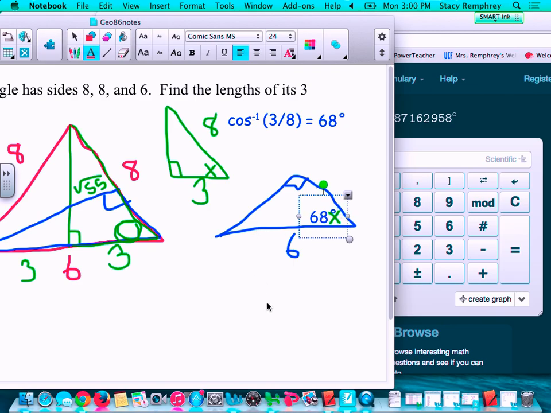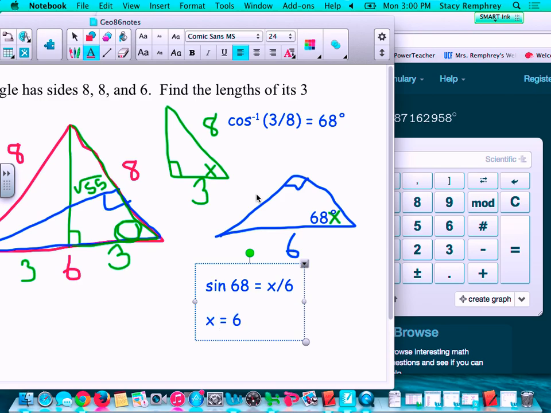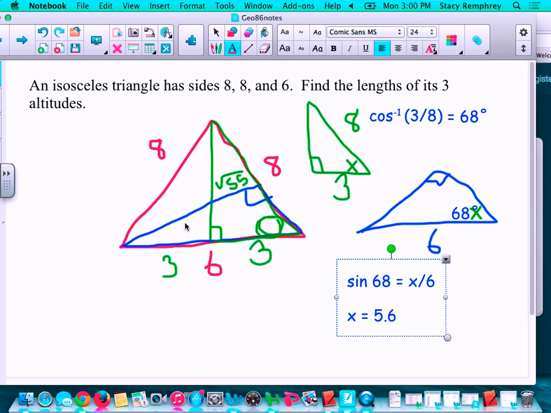And I can use my trig now to figure out the length of this, which is the altitude. So I need this side. That is the side opposite the 68. I have the hypotenuse, so I'm going to use sine. The sine of 68 degrees equals x, that's this side over here, over 6. And when you solve that, you should get about 5.6. The altitude off of here will also be equal. If you need help understanding why the blue and this altitude would be the same, just let me know, and I can help you out. And that concludes 8-6.